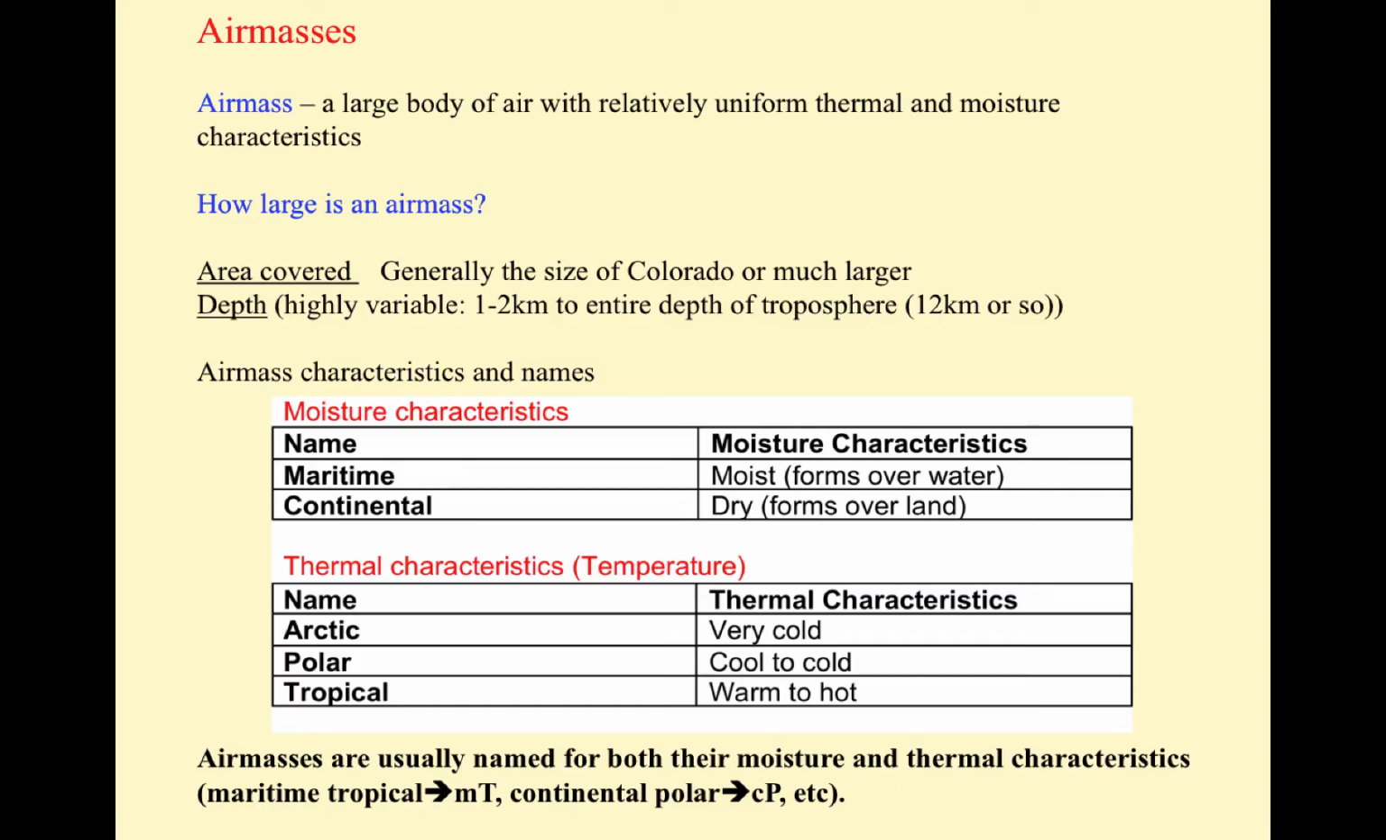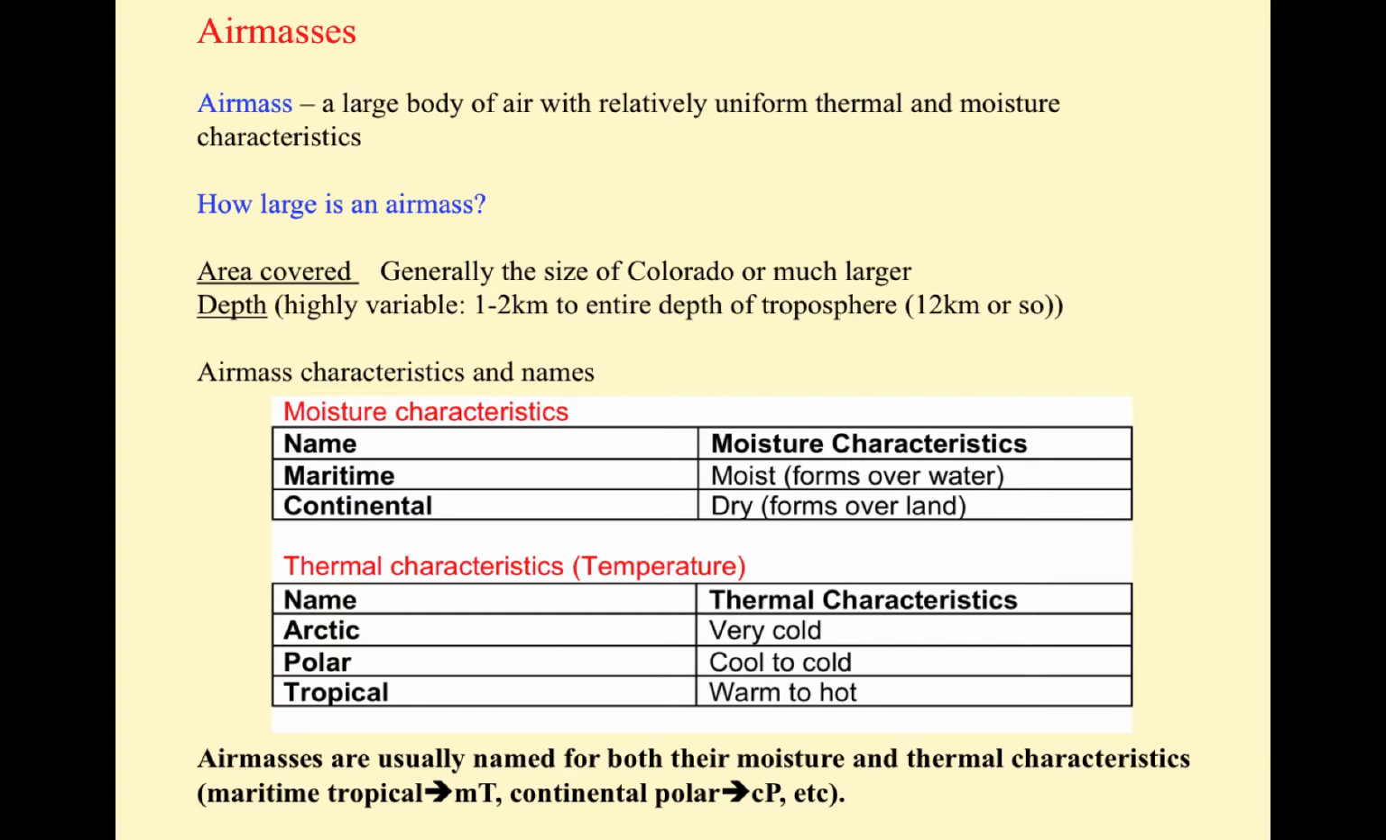An air mass is a large body of air with relatively uniform thermal and moisture characteristics. So it's a big chunk of air that has some signature amount of humidity, some signature temperature in it. How large is an air mass? Typically the size of Colorado or larger as far as area covered. The depth can vary from very shallow cold air masses that might be only 1 to 2 kilometers of depth to air masses that span the entire depth of the troposphere, so around 12 kilometers in height.